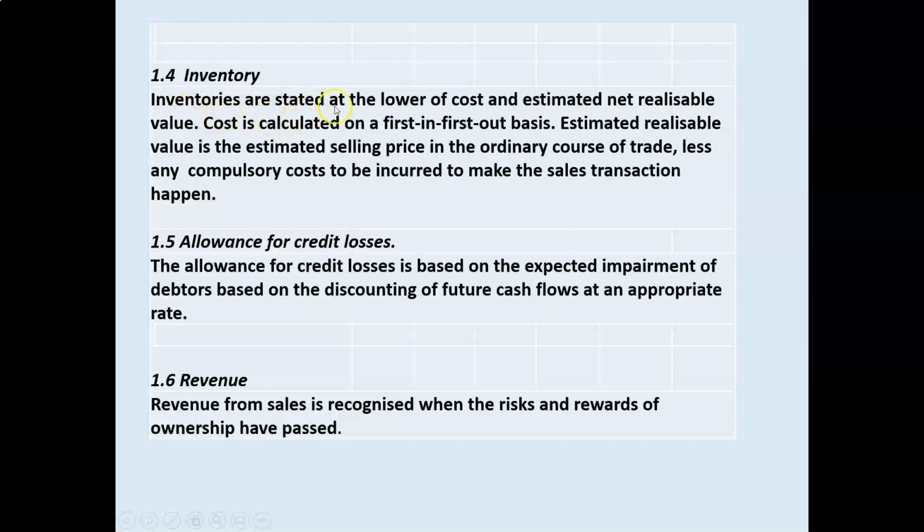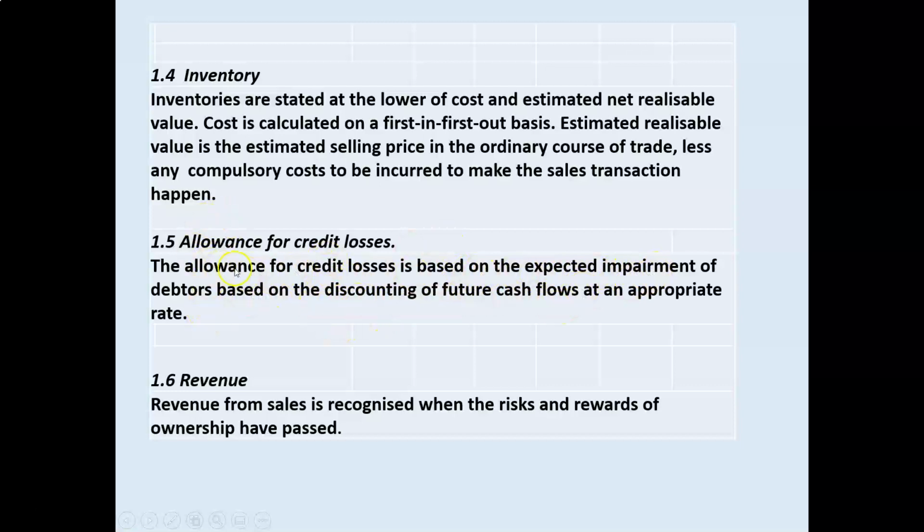Inventory. Inventory is stated at the lower of cost or estimated net realizable value. Cost is calculated on the first-in, first-out basis. Estimated realizable value is the estimated selling price in the ordinary course of trade, less any compulsory costs to be incurred to make the sales transaction happen. You know this note. Allowance for credit losses. The allowance for credit losses is based on the expected impairment of debtors, based on the discounting of future cash flows at an appropriate rate.